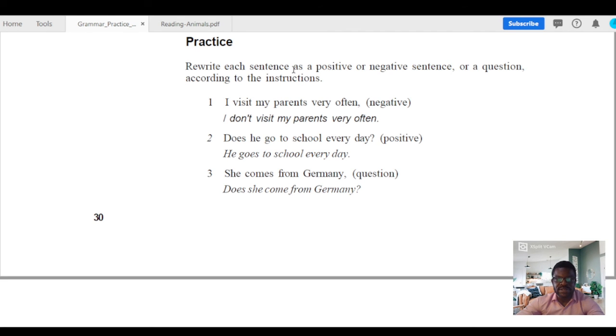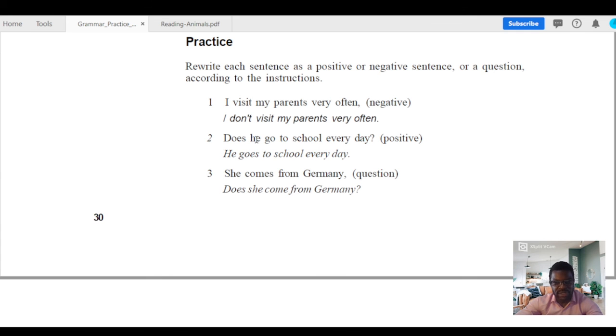Rewrite each sentence as a positive or negative sentence or a question according to the instructions. I visit my parents very often. Change to negative. That means you say, I don't visit my parents very often. Does he go to school every day? Change to positive. This one is a question. He goes to school every day. If it is a question, you start with does he go to school every day? Because it's a question, our verb is in the base form. Does he go, not does he goes.